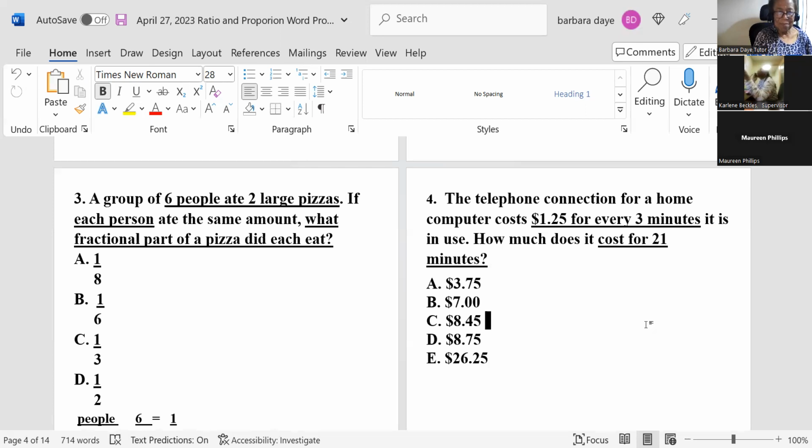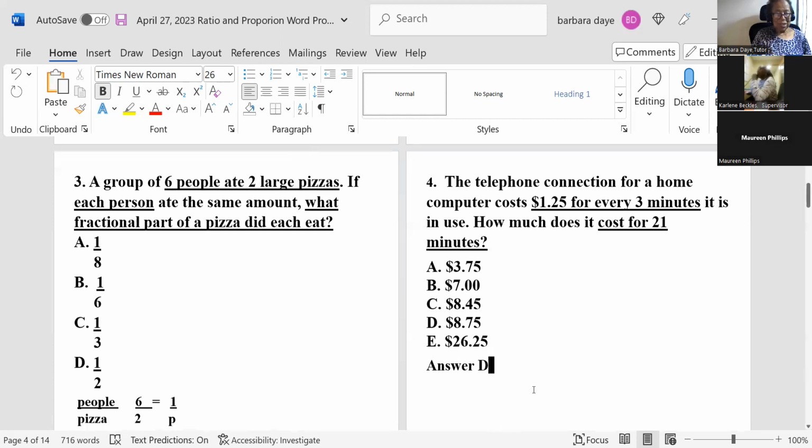Oh, D. That's it. Very good, Maureen. Answer D. Excellent. Yes, because your ratio, let's just set it up.